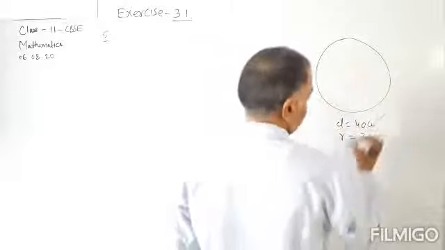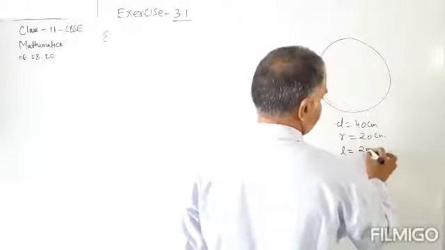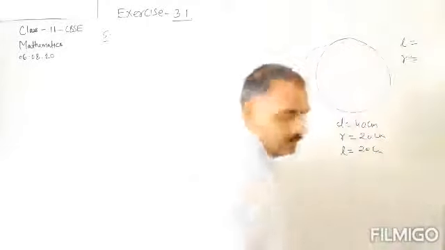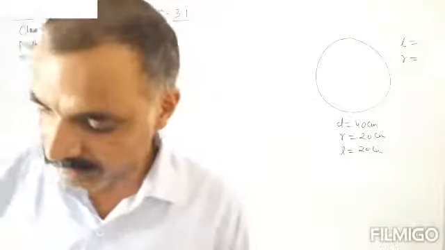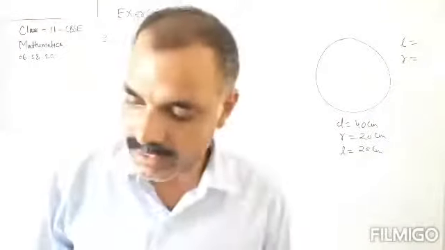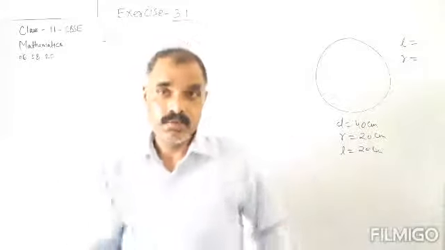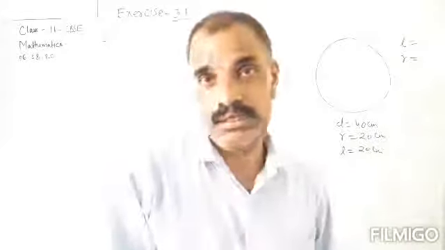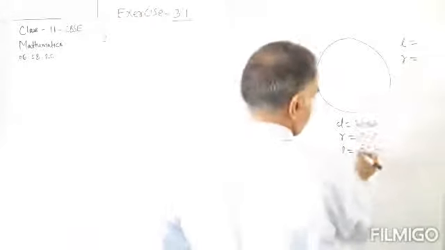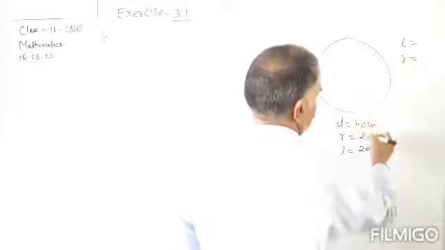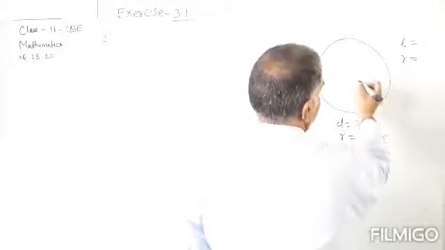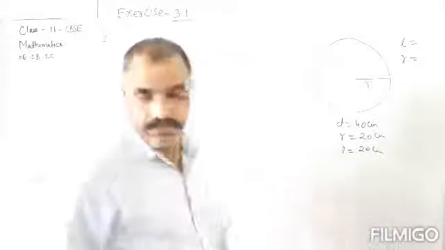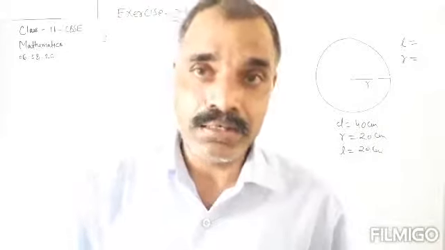Length of chord, that is L equals 20 centimeter. You know the symbols: L is the length of chord, R is the radius. So L is given as 20 centimeter. Find the length of the minor arc of the chord. 20 centimeter is the radius of the circle. You have to find the length of the minor arc.